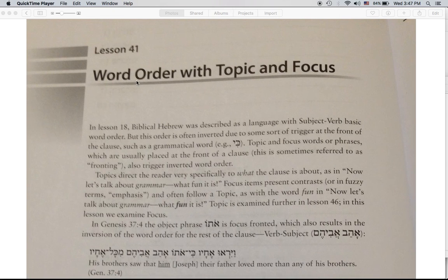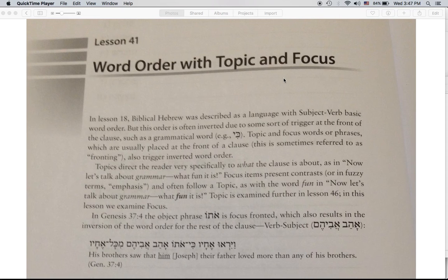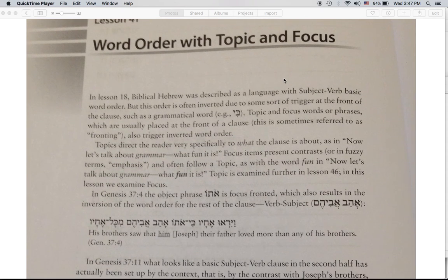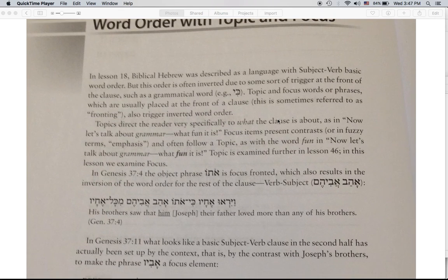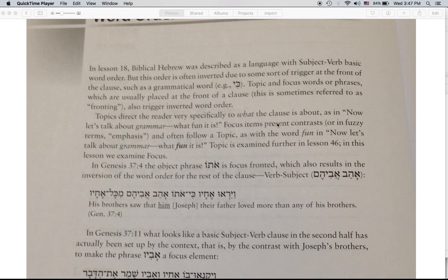In Lesson 41, we learn about word order with topic and focus. Lesson 41 is a rather dense grammatical lesson. It's pretty complex, so let me briefly summarize and then we will look at a number of examples that will help explain what this is all about.